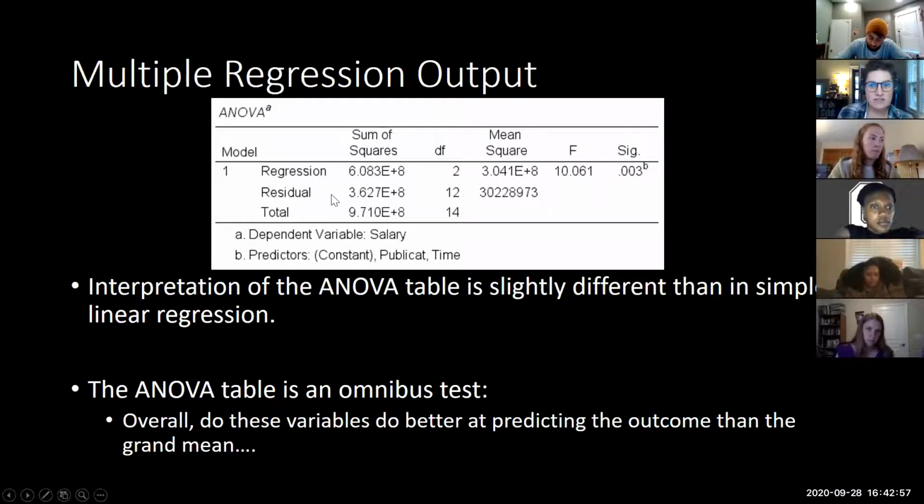The next piece of this output we have is the ANOVA table. This is our overall, or sometimes they call it an omnibus test. An omnibus just means overall test. And this is the model fit as a whole. So how well does this model fit the data all together? Overall, do these variables do a better job of predicting the outcome than the grand mean model?